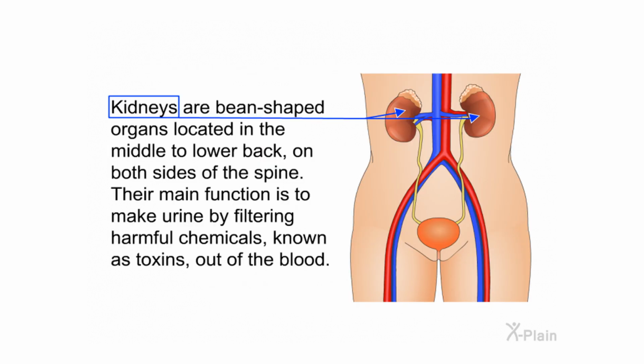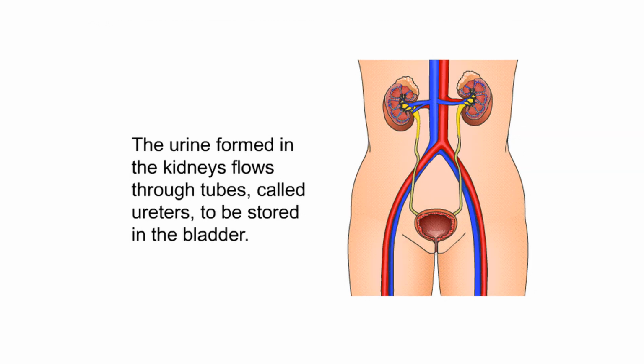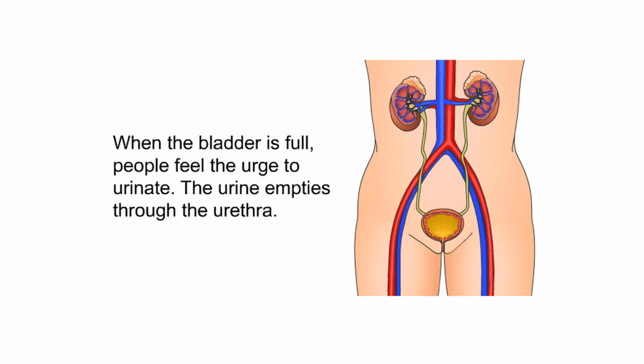Anatomy. Kidneys are bean-shaped organs located in the middle to lower back on both sides of the spine. Their main function is to make urine by filtering harmful chemicals, known as toxins, out of the blood. The urine formed in the kidneys flows through tubes called ureters to be stored in the bladder. When the bladder is full, people feel the urge to urinate. The urine empties through the urethra.